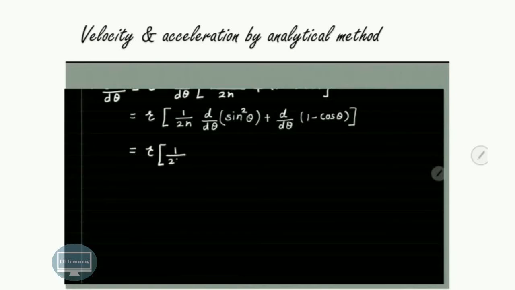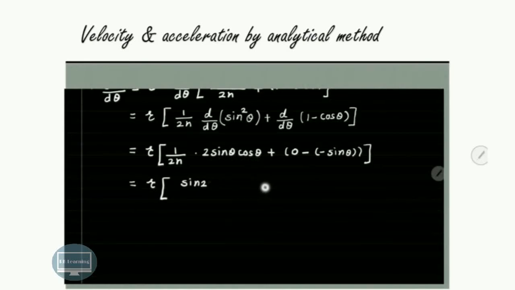Now we know that derivative of sine square theta is nothing but 2 sine theta cos theta, derivative of 1 will be 0 and derivative of cos theta is minus sine theta. So that we have written over here. So this 2 sine theta cos theta is nothing but sine 2 theta. So 1 upon it is sine 2 theta upon 2n, and this minus minus will become plus. So it is plus sine theta. So this is the expression for dx upon d theta.